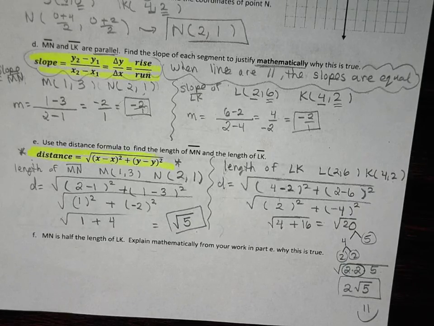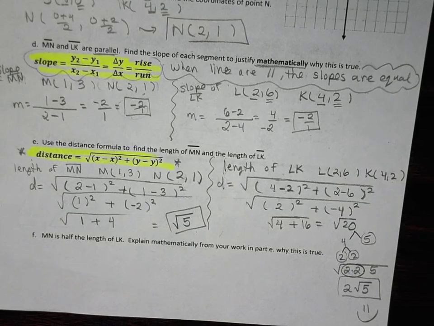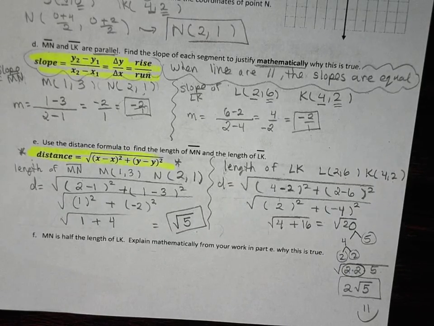So what are you explaining here? You're going to tell me what the length of MN is. You're going to tell me what the length of LK is. How much bigger is LK in comparison to MN? And does this follow what we know about the mid-segment theorem? Make sense? No? Yeah. All right.